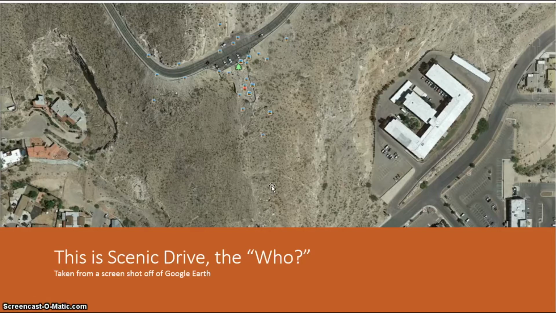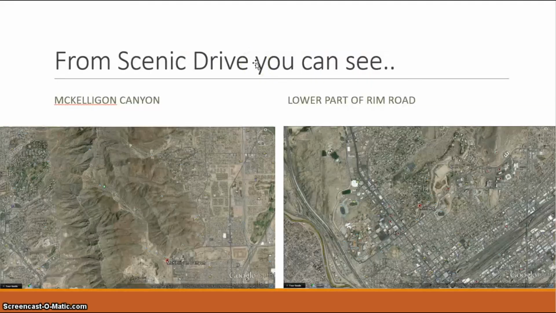This is a screenshot from Google Earth, and this just picks my area, which is Scenic Drive. Now, from Scenic Drive, you can see two particular spots. One is called McKelligan Canyon, right here, and the second part is the lower part of Rim Road.